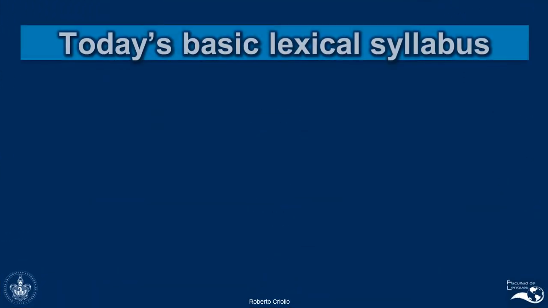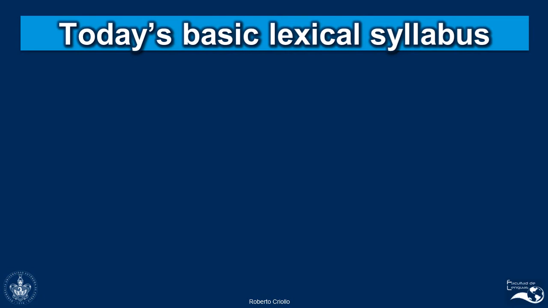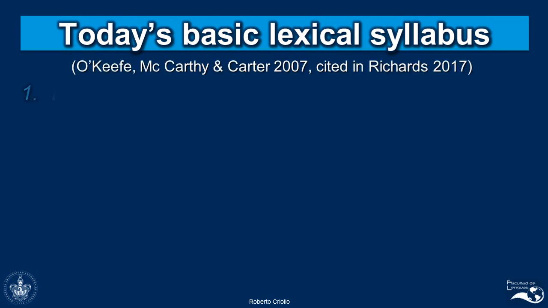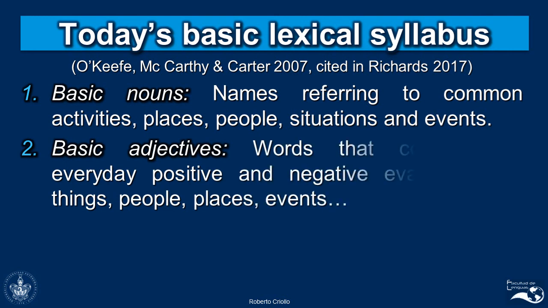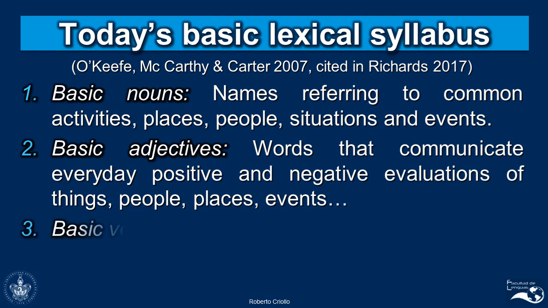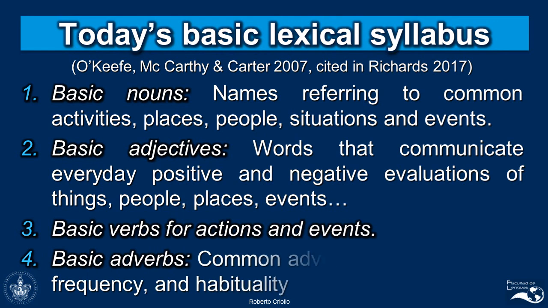And so today, we have different kinds of words that need to be included in a basic lexical syllabus. First of all, of course, we include basic nouns, such as names referring to common activities, places, people, situations, and events. And we also include basic adjectives, such as words that communicate everyday positive and negative evaluations of things, people, places, events, and so on. And of course, also, there will be basic verbs for actions and events, and basic adverbs. That means words that refer to time, frequency, habituality.